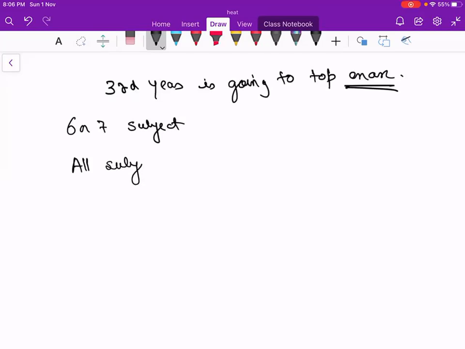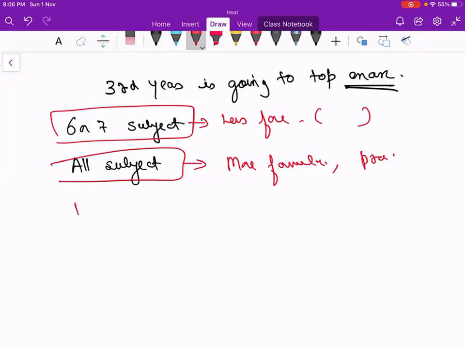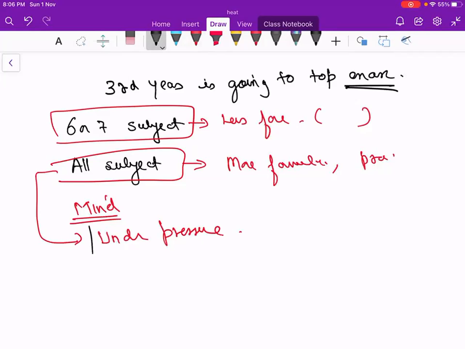Final year students have all the subjects done, so they have more formulas to learn and more practice. Third year students have only 6 to 7 subjects, so fewer formulas, and they will focus on those 6 to 7 subjects. Another thing is mind psychology. Final year students will be under pressure, and we make mistakes under pressure. This is the human tendency. Common people, I am saying, under pressure most of the time we make mistakes.